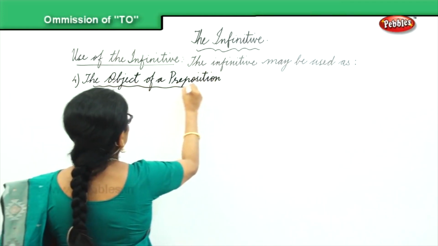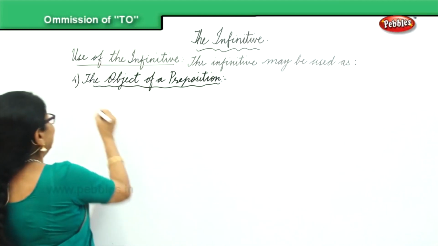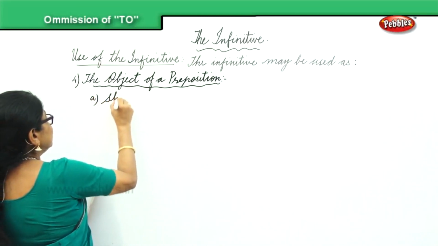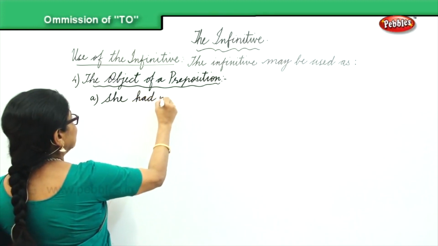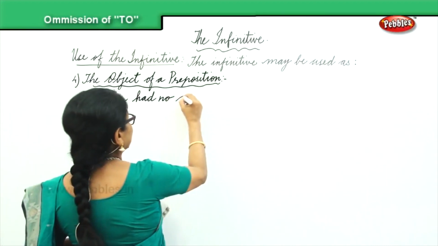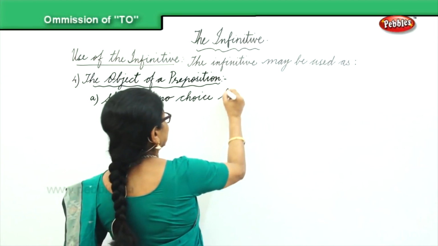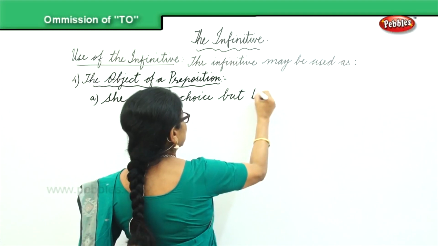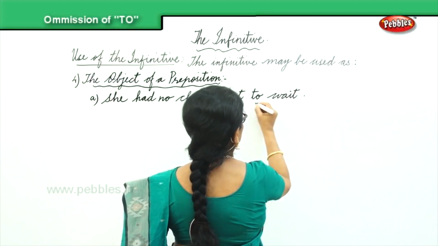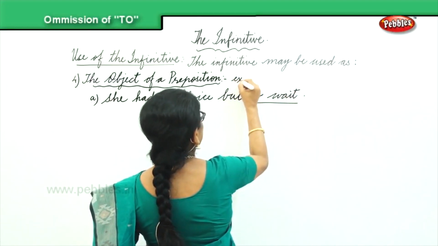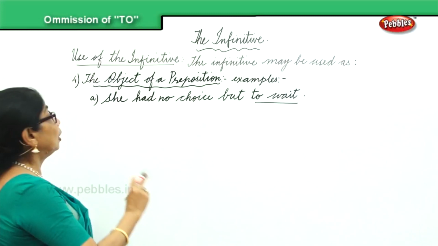The fourth category: the infinitive can be the object of a preposition. The example is: She had no choice but to wait. These are examples of the object of a preposition.